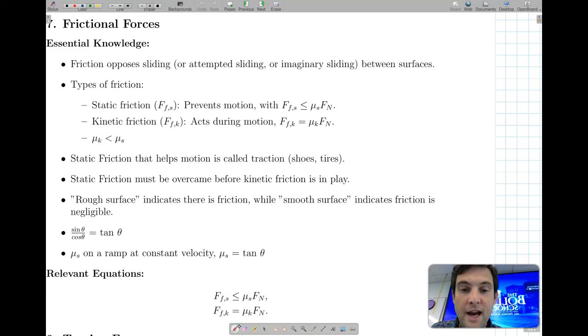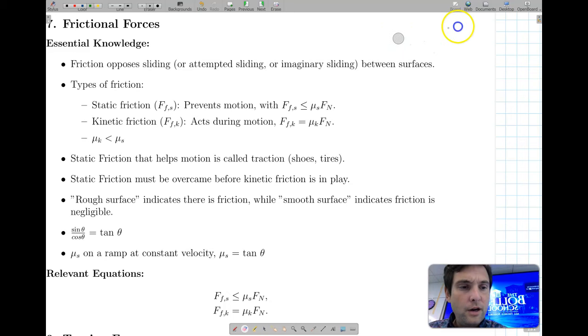Frictional forces. Friction always opposes sliding, or attempted sliding, or imaginary sliding between surfaces. Opposes sliding. So if I have a box on a flat plane and I've got a tension going this way, the box is sliding to the right. So friction is going to be pointing to the left because friction opposes sliding.